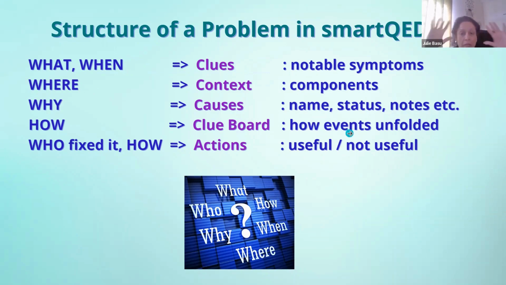Then how, we call it the clue board. This is how the events unfolded. A happened, then that caused B and C, and that's what led to the crash. And last but not the least, these are very important parts of the problem solution. Who fixed it and how? What actions did they take? Did they try to reboot the system? Did it work? Maybe not. So there could be some useless actions, useful actions, and you can indicate that in the structure itself. So this is the basis of the knowledge vault.